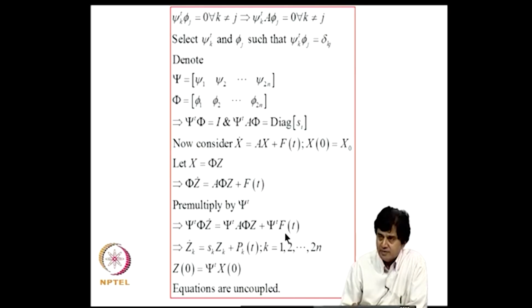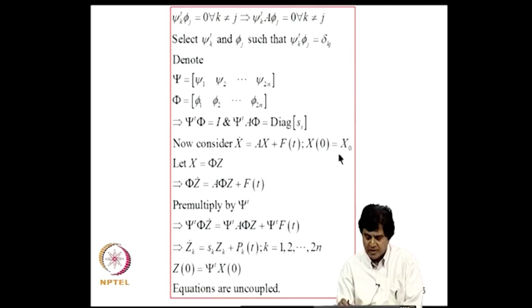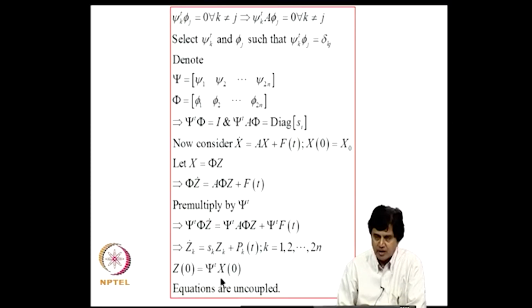Psi transpose F is a generalized force. So, I will get this equation for k equal to 1 to 2n. So, these are first order equations which can be solved. And to find the initial conditions, I use this relation: after making the transformation x equal to phi z, I pre-multiply by psi transpose, and I get this.